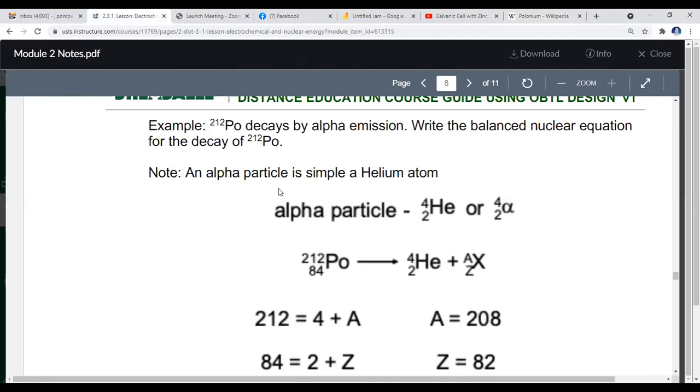Now, if an alpha particle is a simple helium atom, then your polonium with an atomic number of 84 and a mass number of 212 will be written with the alpha particle that it's going to emit, meaning it should be on the product side already. And by the way, you can also write it as alpha with a 2 and a 4 on the left side, plus a certain atom. So if polonium gives off an alpha particle and decays into a different atom, what is that particular atom?